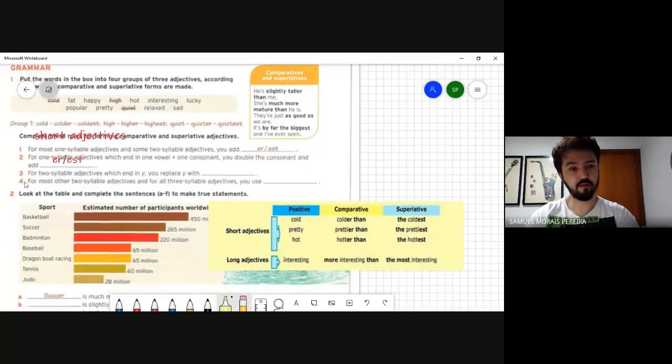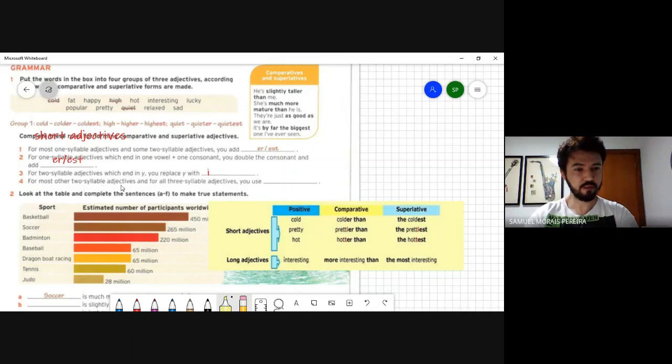Aí, you have, ó, for two syllables adjectives which end in Y, you replace Y with, ó, quando você tem aqui terminado em Y, o que acontece? You replace Y with, ó, você substitui o Y pelo quê? Pela letra I, né? So you have to write the letter I, ok? Ó, anotem aí, replace with, substituir o Y por I. Olha como é que se fala por, with.